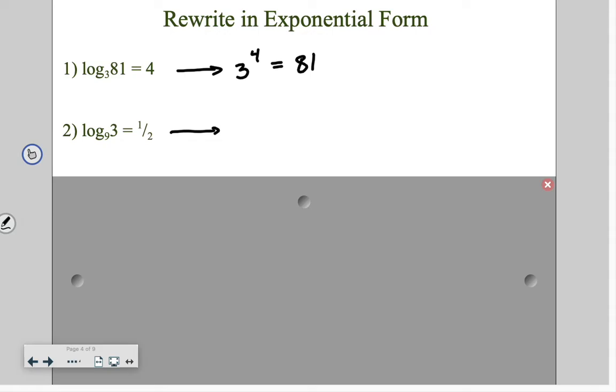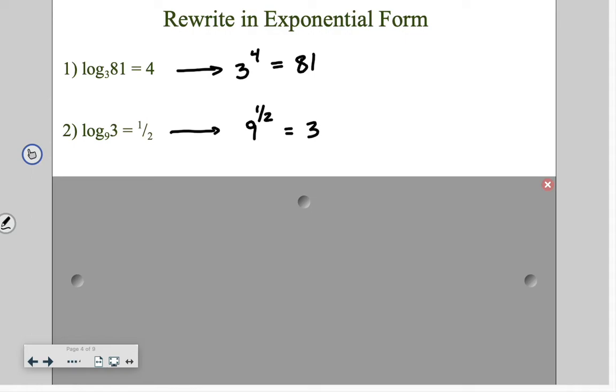Log base 9, therefore I start with the 9. 9 raised to what power? The 1/2, yep, whatever it's equal to. 9 to the 1/2 power equals 3. There's the exponential version. Now, let's revisit real quickly the fractional to make sure that that's making sense.